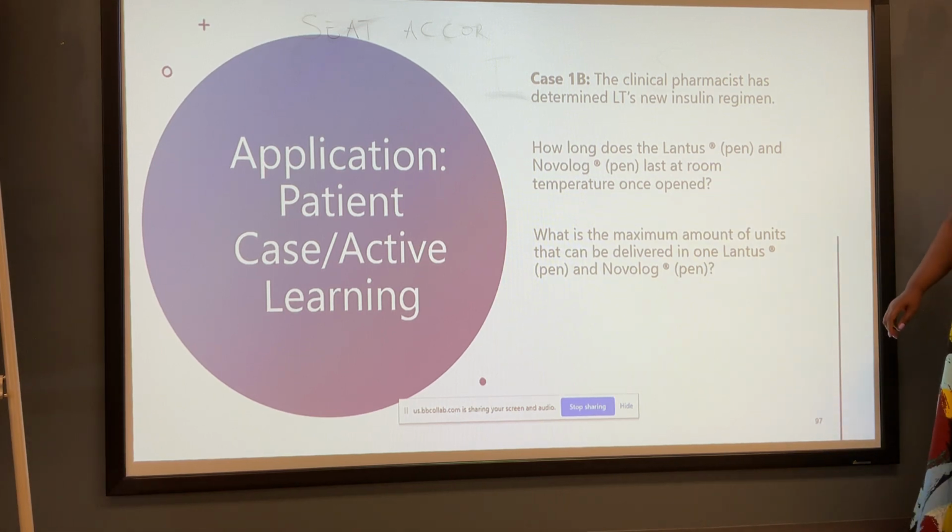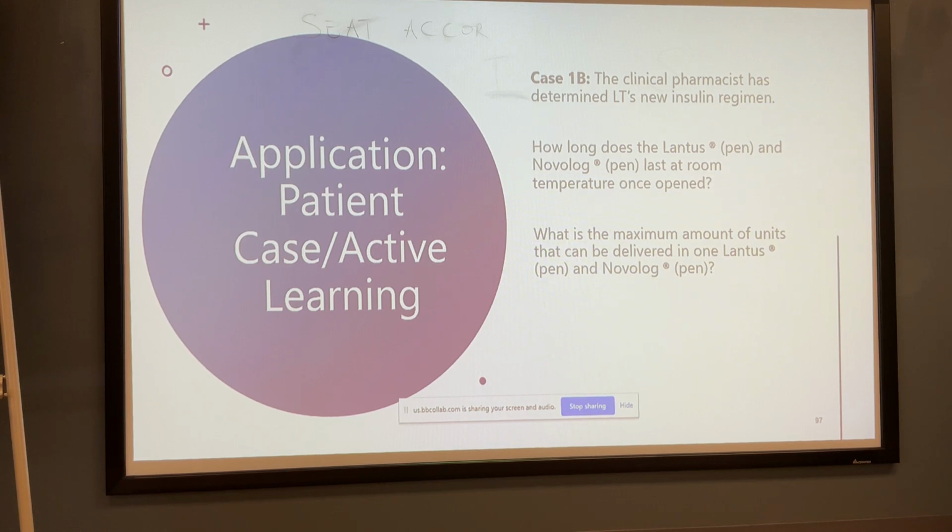Okay. Alright, second question. What is the maximum amount of units that can be delivered in one Lantus pen and one Novolog pen? So when you open up a Lantus pen, and I have one here, what's the max that you can dial Lantus to? And you can use your cheat sheet. It was on our cheat sheet from the diabetes services. I know Novolog is 60.